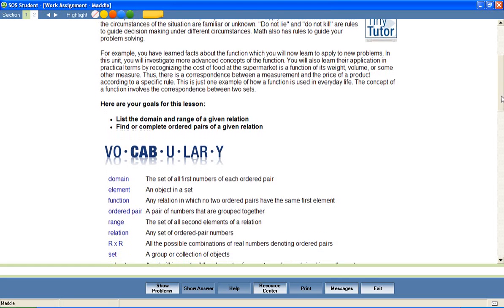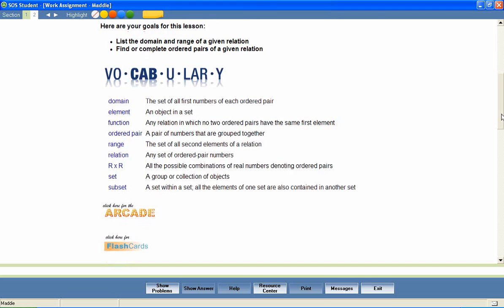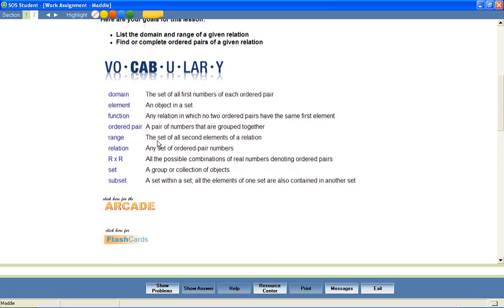At the beginning of most lessons, your students will also encounter a list of vocabulary words that will be used throughout the lesson. We've included several activities to encourage mastery of these important words. For example, students can hear the correct pronunciation of each word. Subset R cross R.